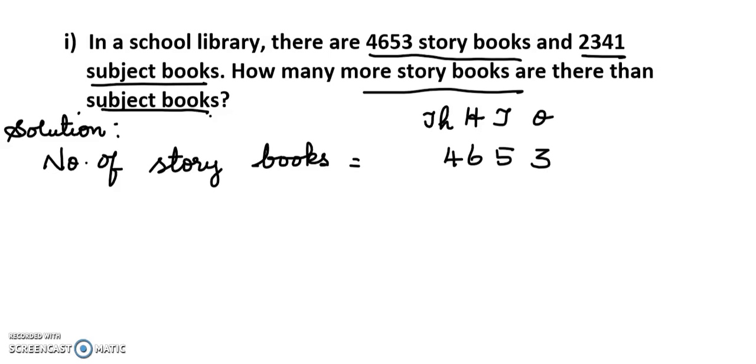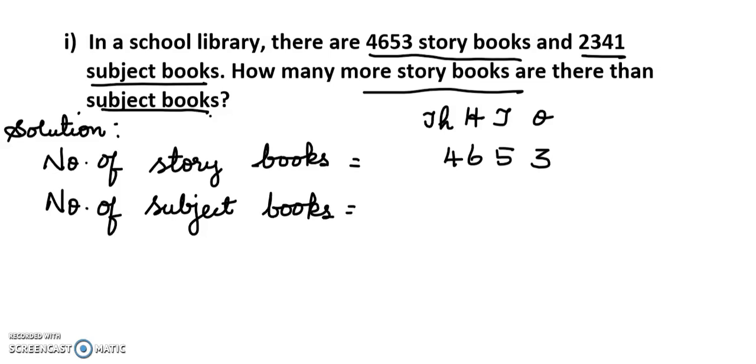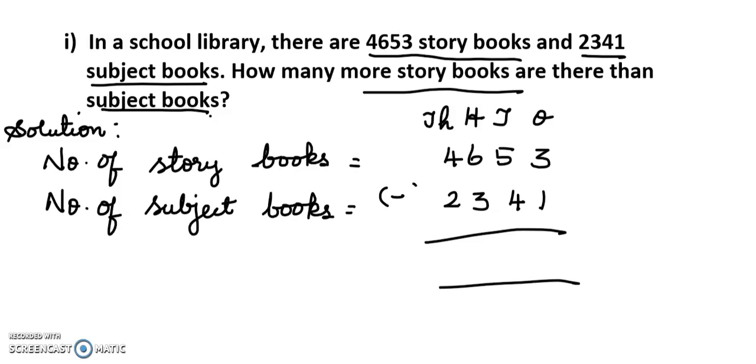Next, how many subject books are there? Number of subject books equal to 2,341. So, what are we going to do? Listen, how many more story books are there than subject books, they are asking. So, how many more story books than subject books means we are going to subtract. So, write the subtraction symbol. So, 3 minus 1. 3 is the greater number, so we can subtract 1 from 3.